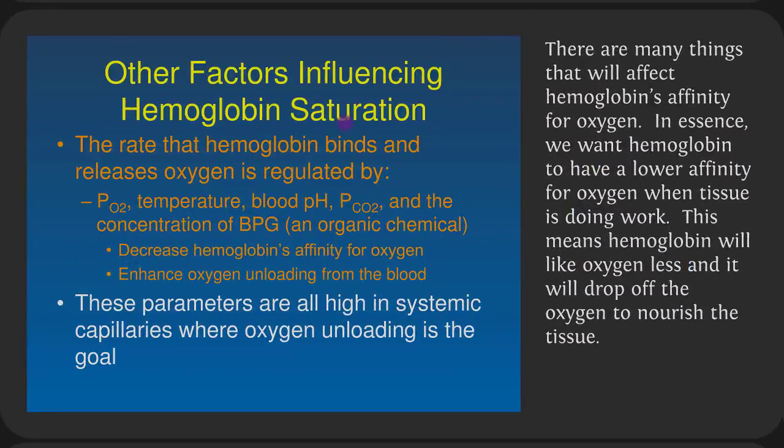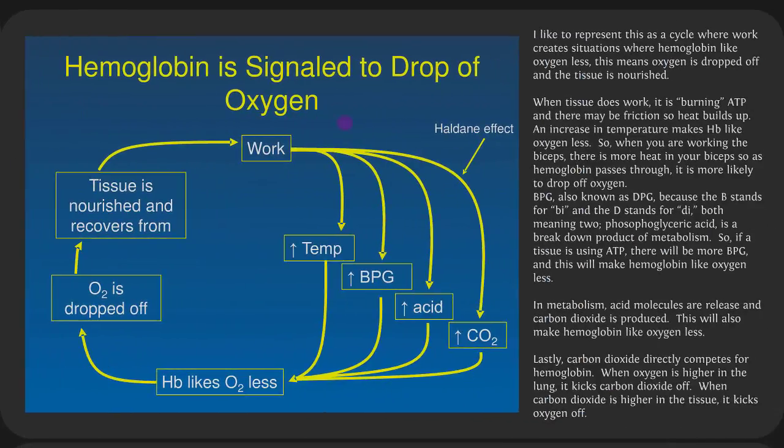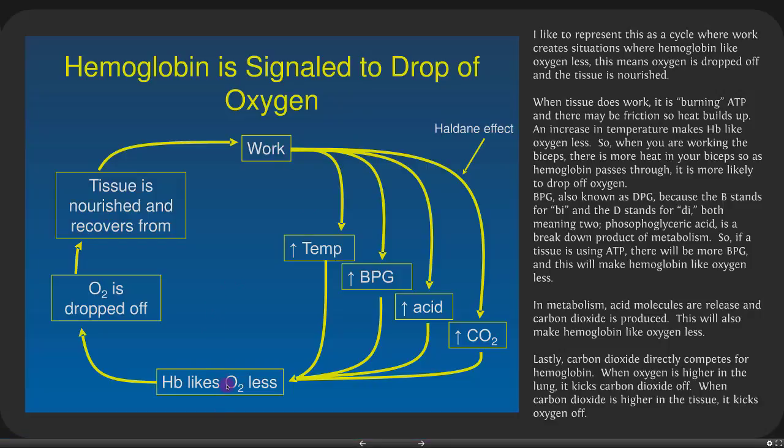So there's many things that will affect hemoglobin's affinity for oxygen, and what that means is that's how the tissue is going to pull additional oxygen off the hemoglobin. So in essence, we want hemoglobin to have a lower affinity for oxygen when tissue is doing work. This means hemoglobin will like oxygen less, and it'll drop off the oxygen to nourish the tissue. I like to represent this as a cycle where work creates situations where hemoglobin likes oxygen less, oxygen is dropped off, and the tissue is nourished.